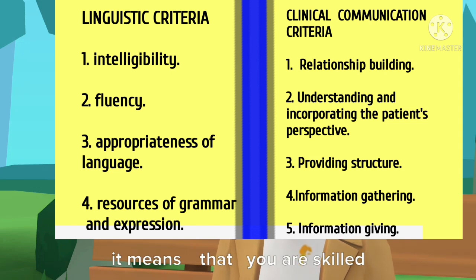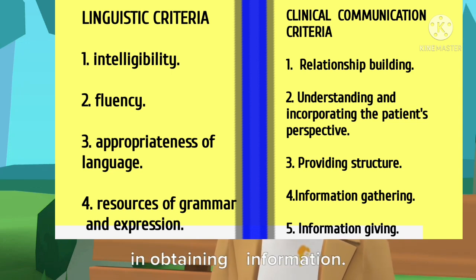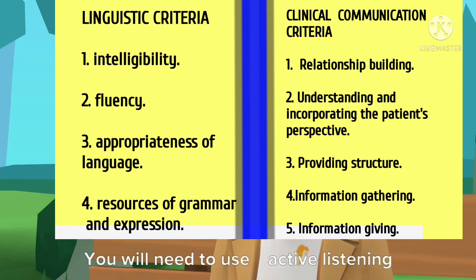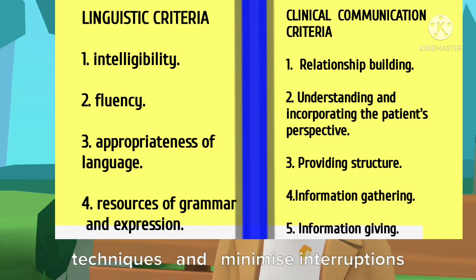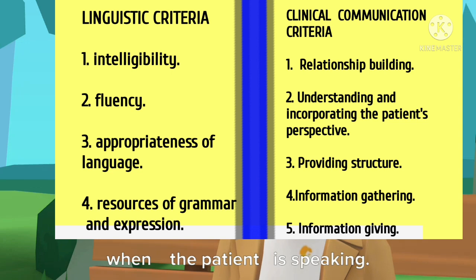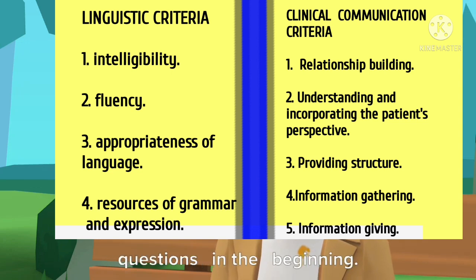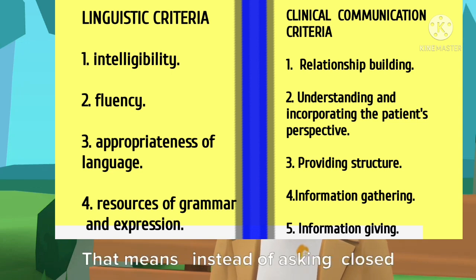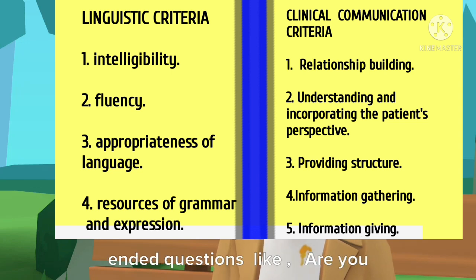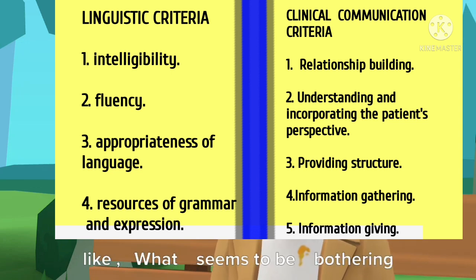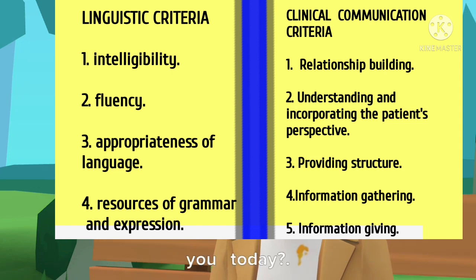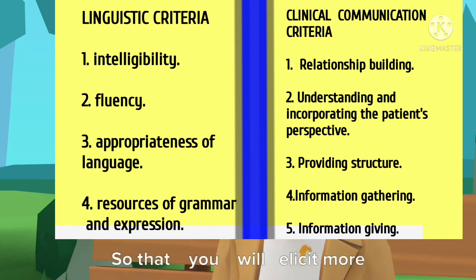Fourth one is information gathering. It means that you are skilled in obtaining information. You will need to use active listening techniques and minimize interruptions when the patient is speaking. You should use open-ended questions in the beginning. That means instead of asking closed-ended questions like, Are you feeling unwell today? You can ask open-ended questions like, what seems to be bothering you today? So that you will elicit more from the patient.